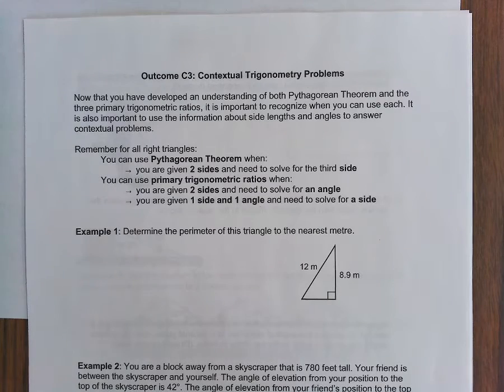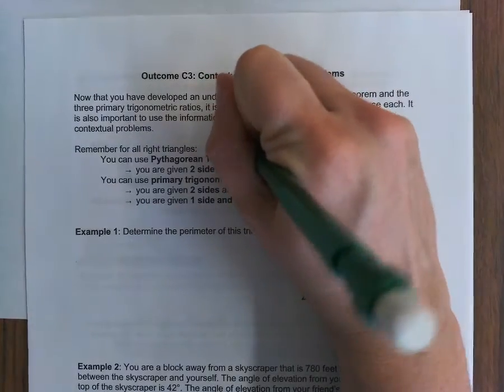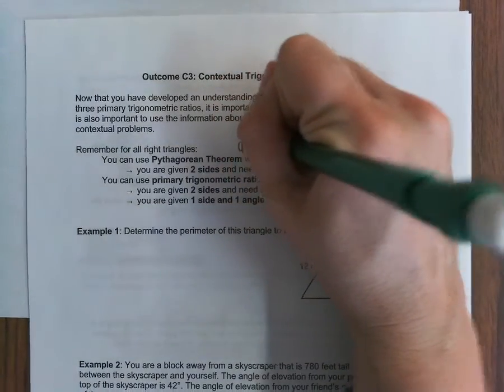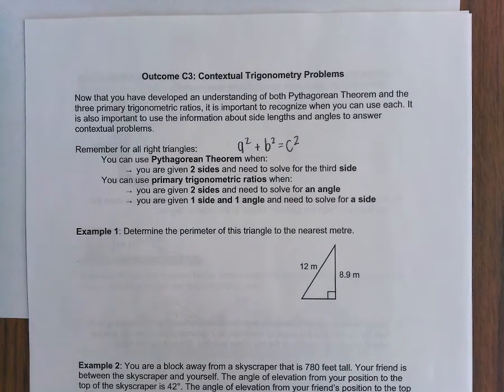So, some things to remember. If you are given a right triangle and you know two of the sides and you need to solve for the third side, you can use the Pythagorean theorem. So remember, Pythagorean theorem only allows you to solve for sides, and that is using a squared plus b squared equals c squared. So that's the Pythagorean theorem.